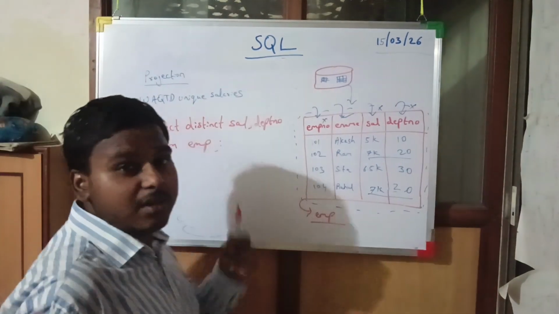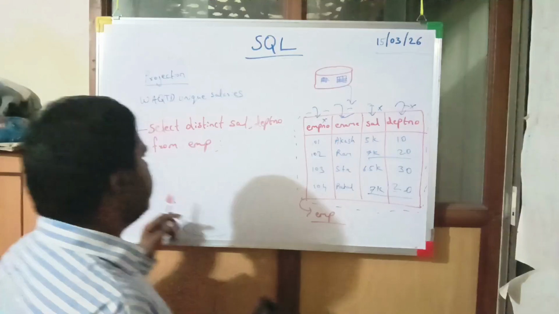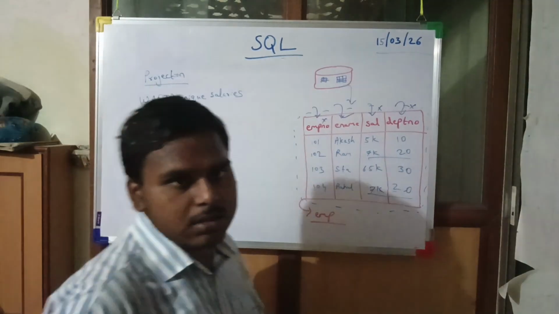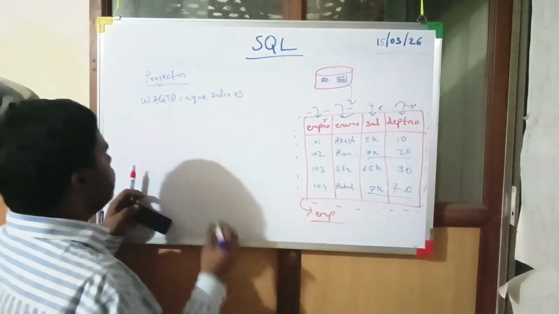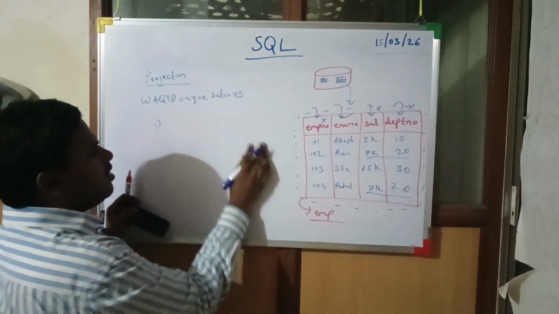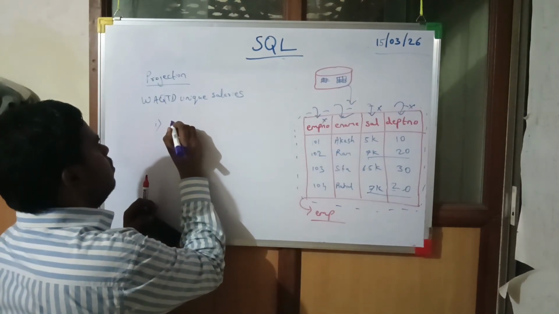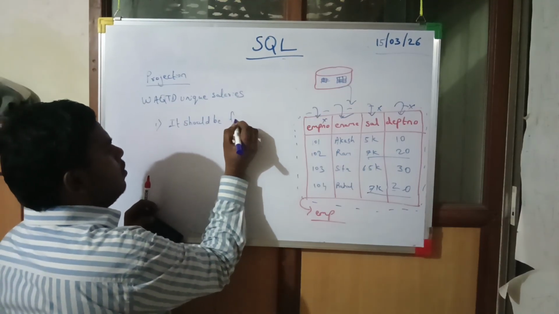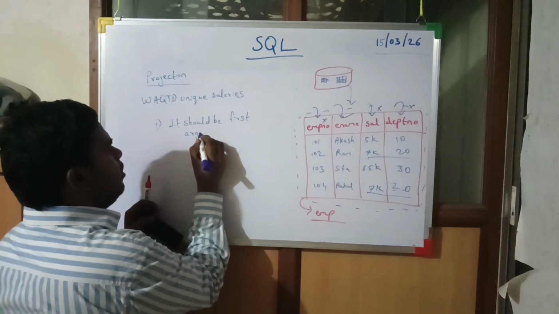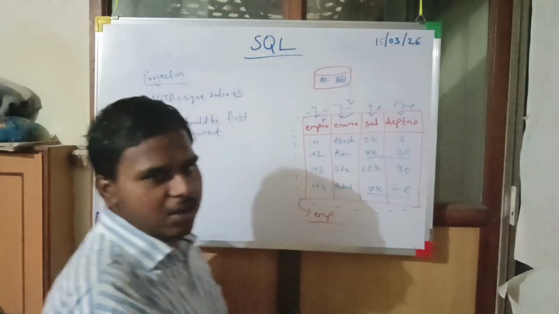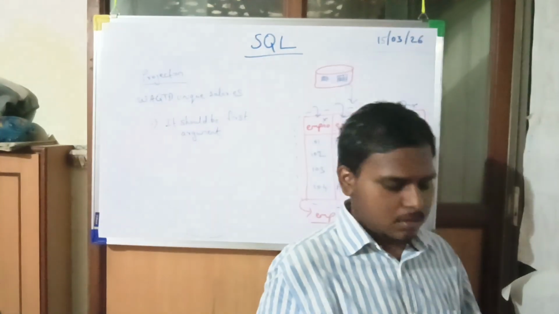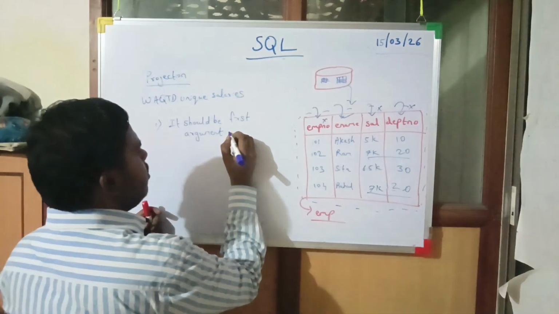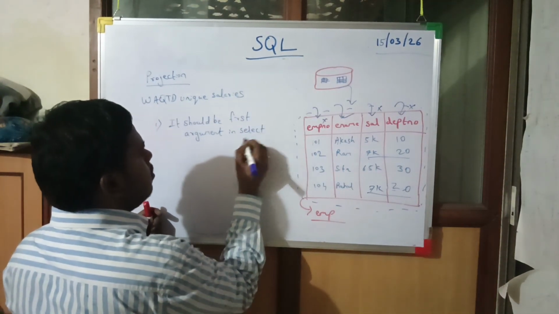So before starting the difference between distinct and unique, let's check the characteristics of distinct. Distinct is used to remove the duplicates at the time of displaying. The characteristics of distinct are: it should be the first argument. Argument means what? Not a fighting argument. In functions or clauses, the input which we are giving is called an argument. It should be the first argument in the select clause.